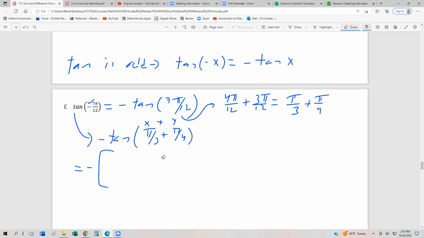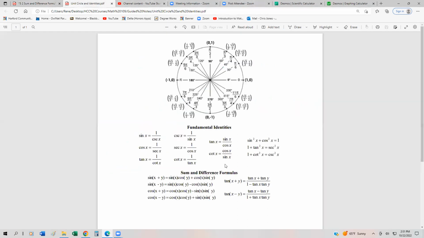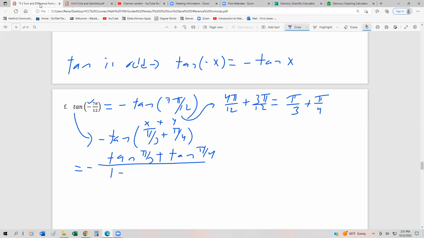Okay, so let me erase this because we really don't need it. So that's going to be tan x, so that's tan of pi thirds, plus tan y, which is tan of pi fourths. Let me just check this to make sure. So it should be tan x plus tan y since we're doing x plus y, and then 1 minus tan x tan y. So 1 minus tan of pi thirds, tan of pi fourths. And remember, it's the opposite of all that.